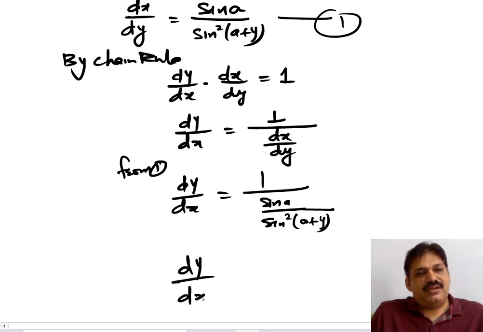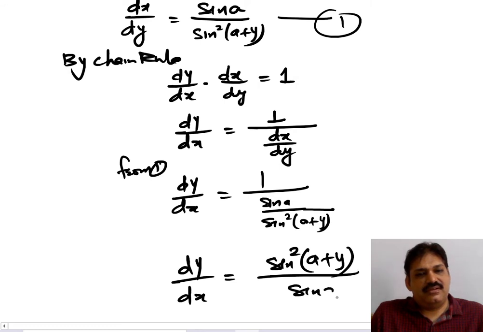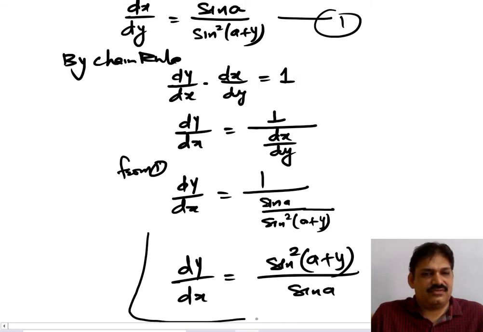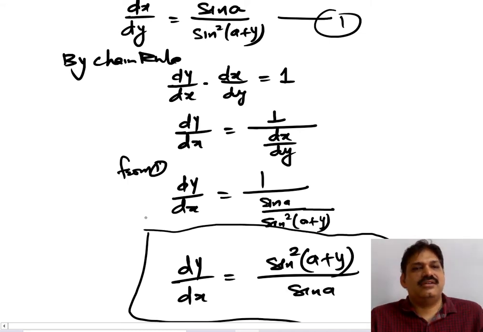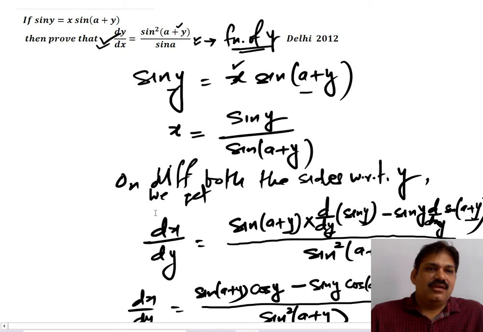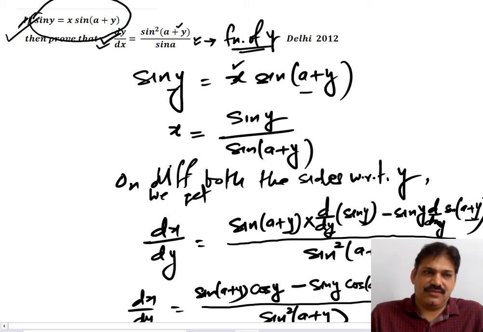We were to prove that the derivative of y with respect to x is sin²(a + y) divided by sin a. This was to be proved. Well, the hint is simple. Actually, our answer here is very clear that we cannot express y in terms of x here. So, definitely we are going to differentiate with respect to y.